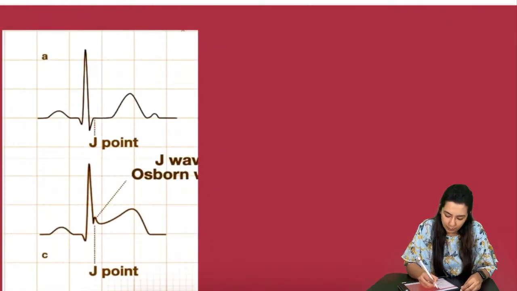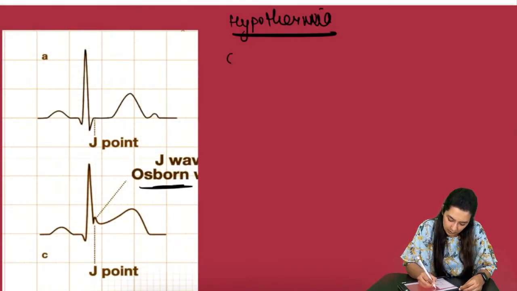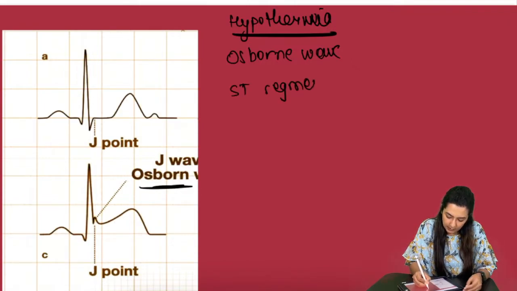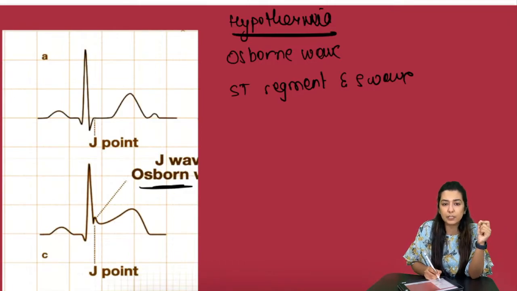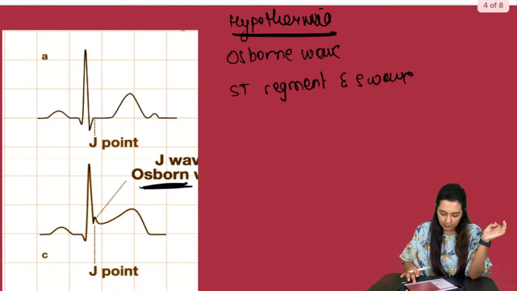Now we'll discuss hypothermia. The most important ECG change is the Osborne wave. As you can see, this is the J point. The J point is the junction between the ST segment and the S wave. In hypothermia you will see this small positive deflection at that junction, and also mild ST elevation, and this is called the Osborne wave. It is very classical for hypothermia.